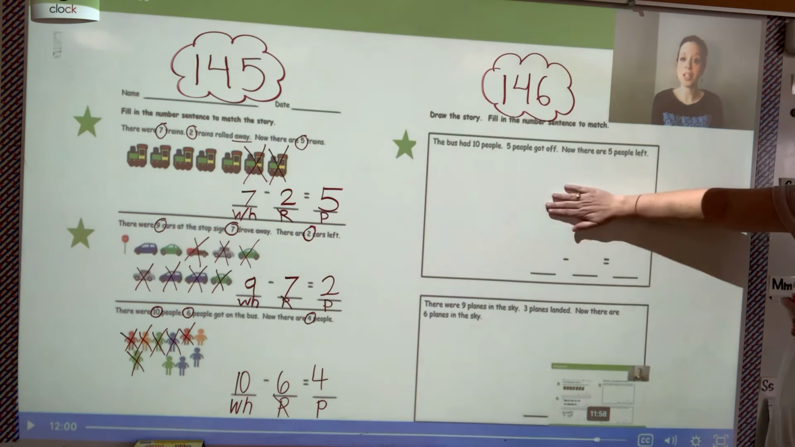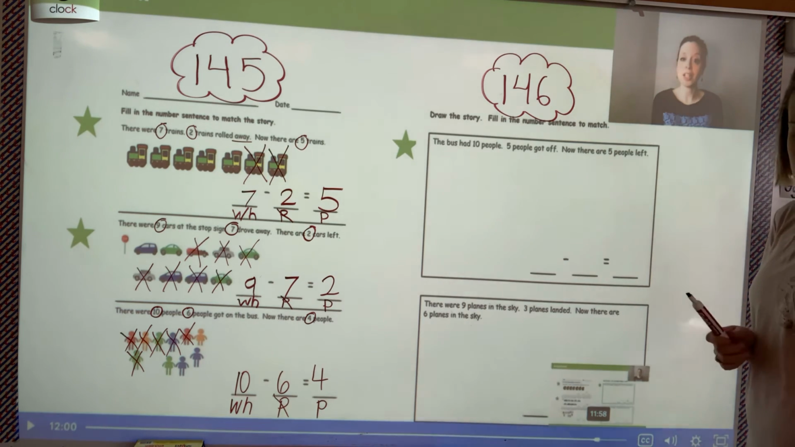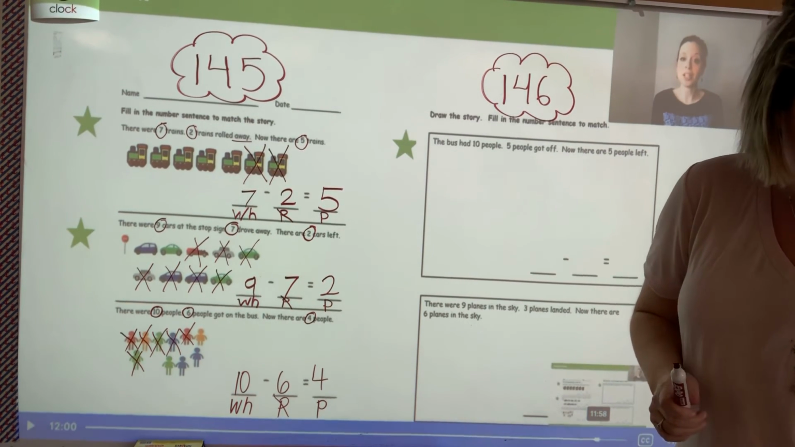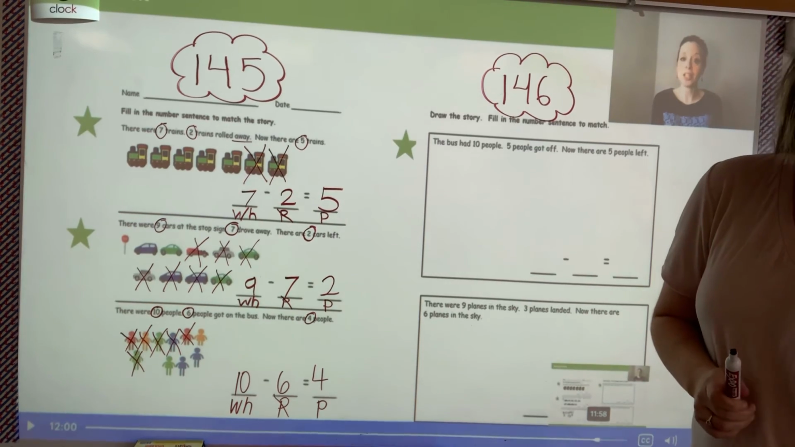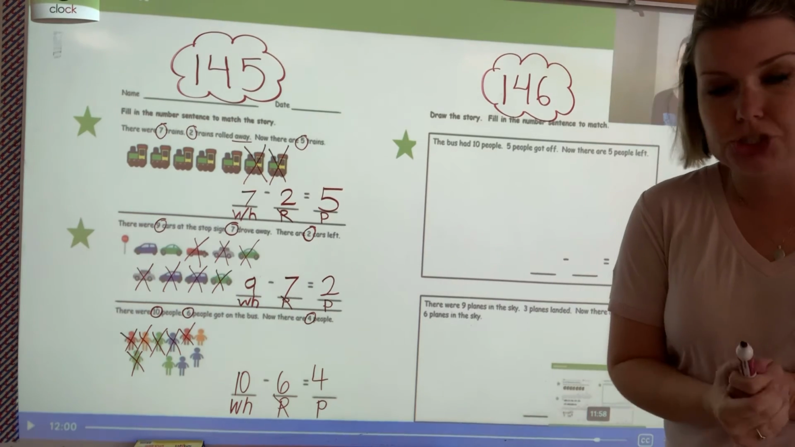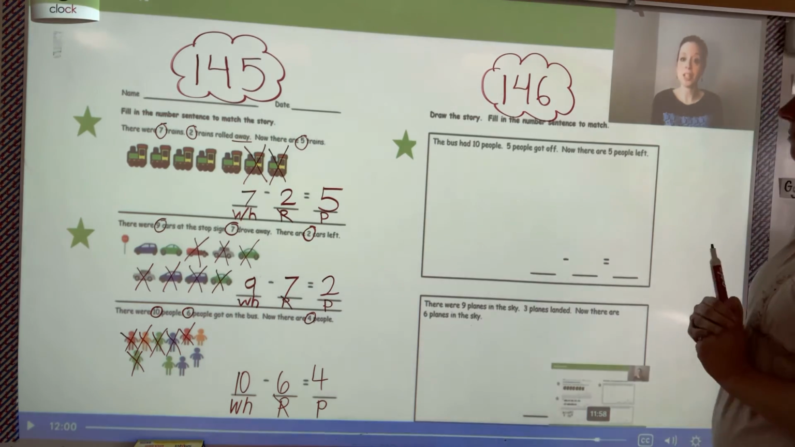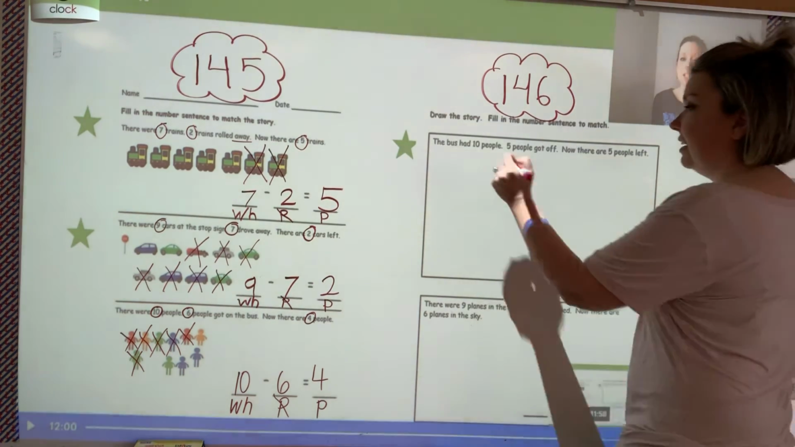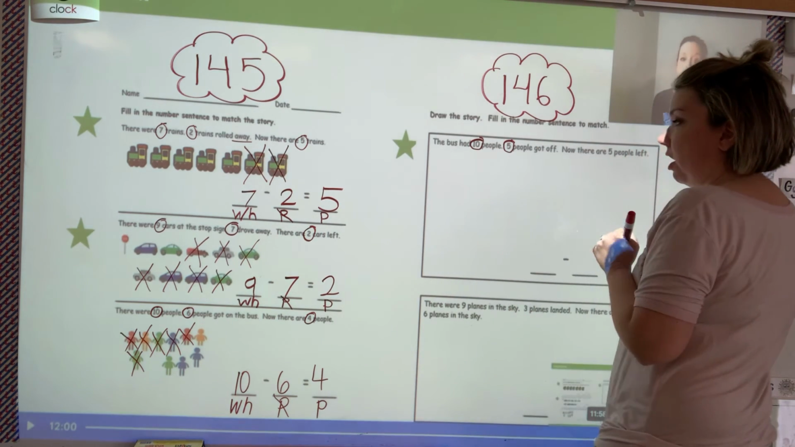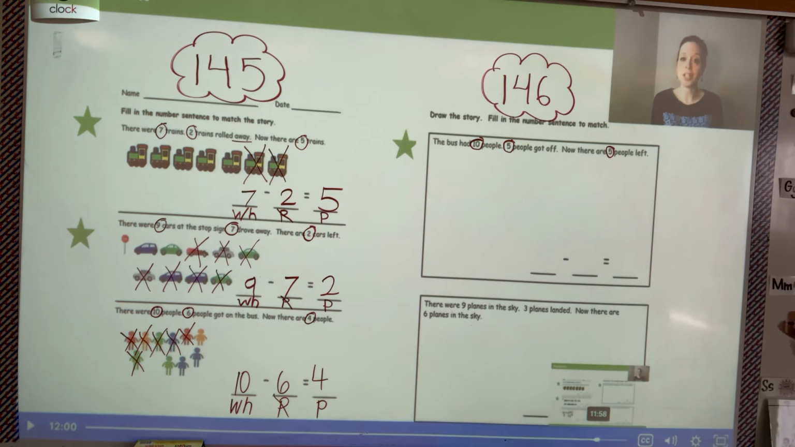Let's look here at this story. We're going to do it together. Turn your page to the back on page 146. The directions say, draw the story and fill in the number sentence to match. I'm going to use circles for my drawing. The bus had 10 people. 5 people got off. Now there are 5 people left.